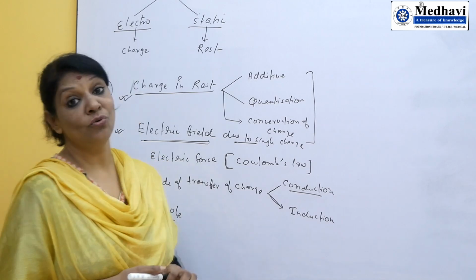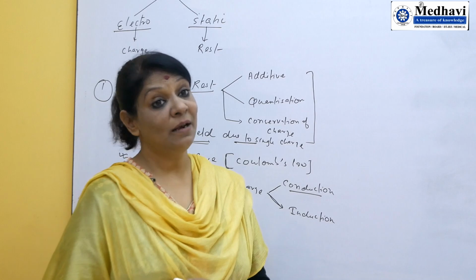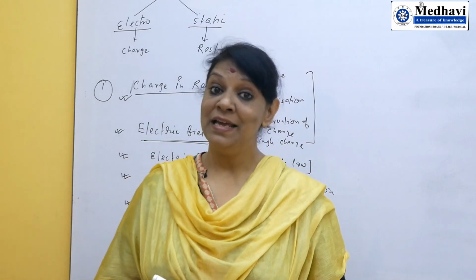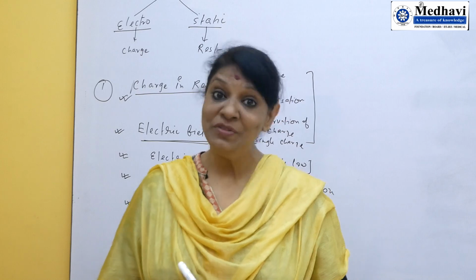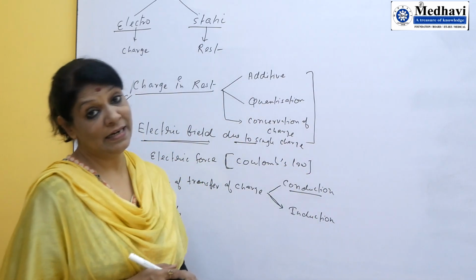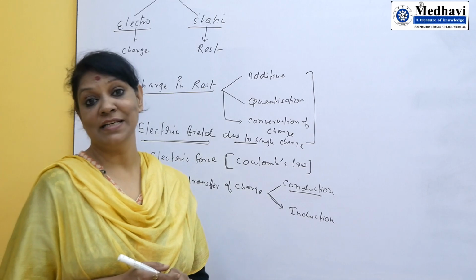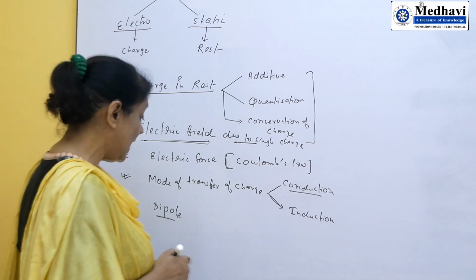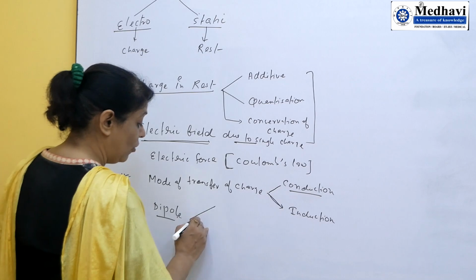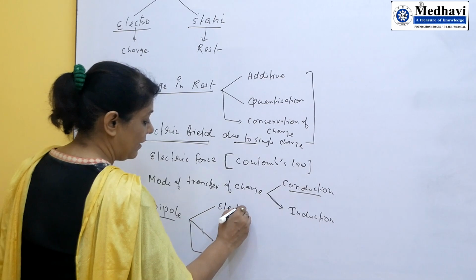But when we take two equal and opposite charges, mind it, in chemical bonding, I have explained what is polar bond, what is dipole. The same thing here we need to explain. Dipole is a property where two equal and opposite charges are taken at a fixed distance. And when we take a dipole, then we need to know the electric field due to dipole.